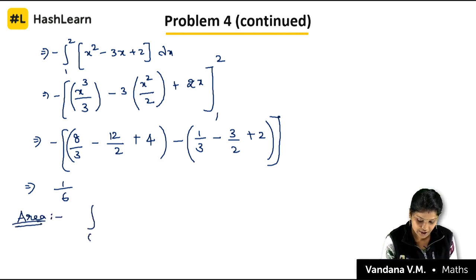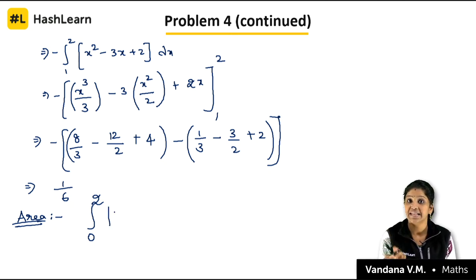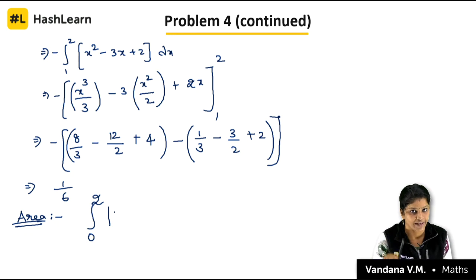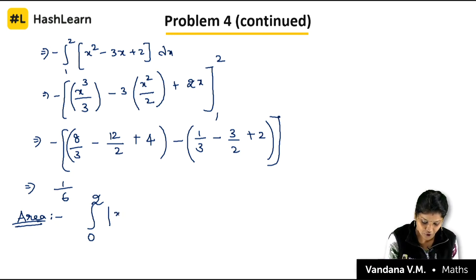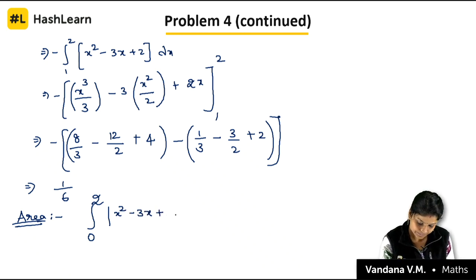from integral 0 to 2. Yes, Kushi, correct. Yeah, you realized. But it is changing the nature. From 0 to 1, it is positive. From 1 to 2, it is going negative. Because of that, I am going to take my function as modulus x square minus 3x plus 2 into dx.